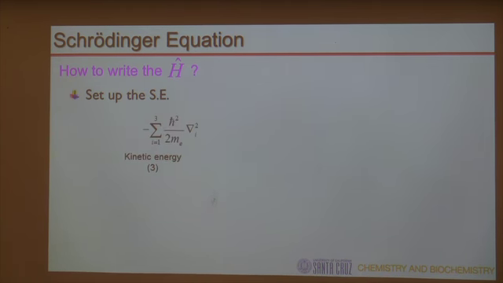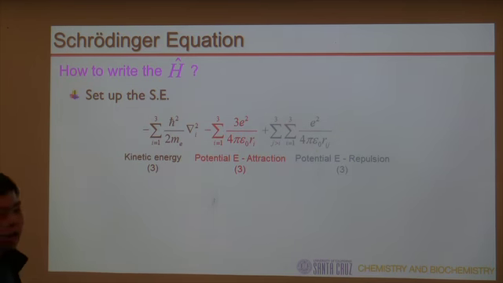You have 3 terms of kinetic energy, combined with 3 terms of attraction, combined with another 3 terms of repulsion. Those are the 3 we wrote before. This is your Hamiltonian operator. Apply the operator on the wave function, and it equals E times the wave function. That's your Schrödinger equation.